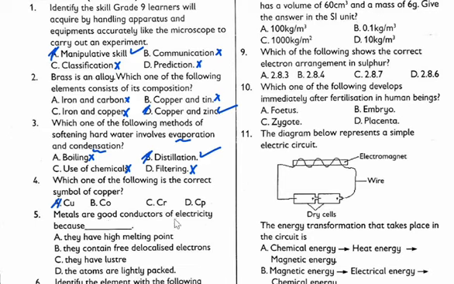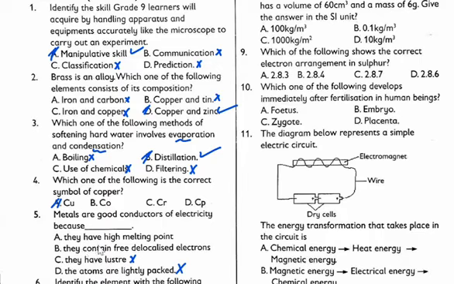Metals are good conductors of electricity because A, they have a high melting point. B, they contain free delocalized electrons. C, they have luster. D, the atoms are tightly packed. So starting with D, atoms are tightly packed, that one is not the reason. And also they have luster, that one is not the reason why metals are good conductors of electricity.